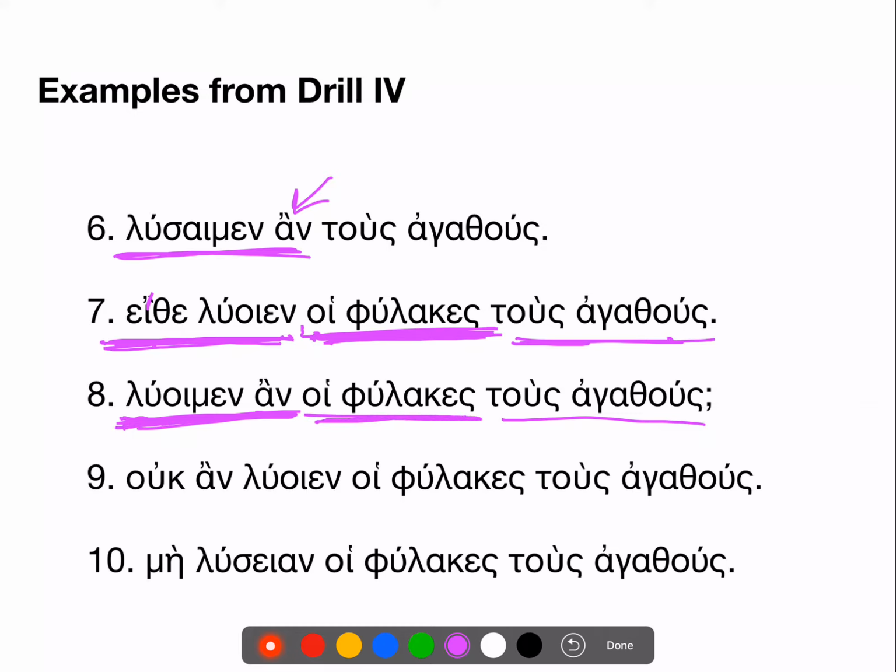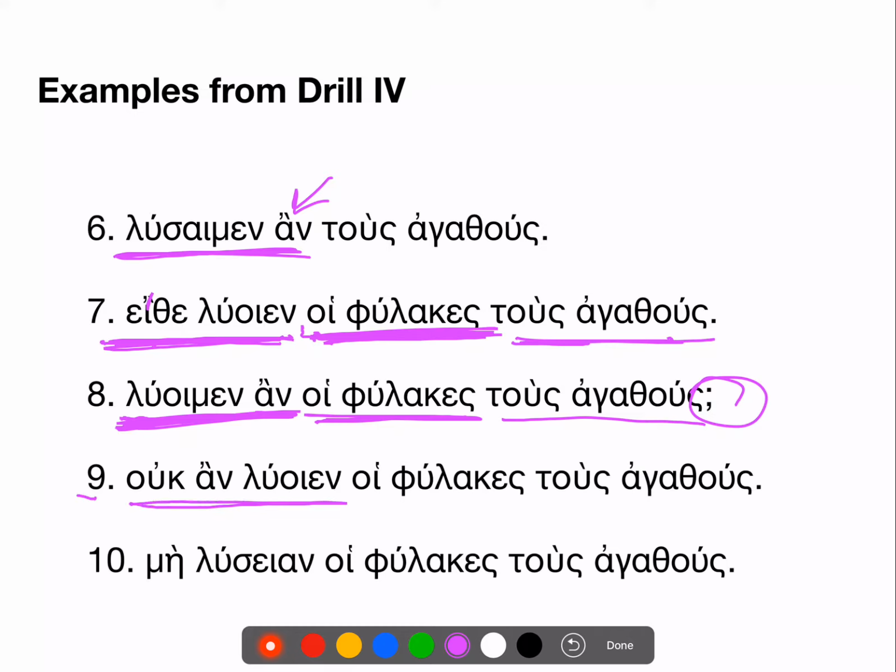And it's a present optative, so it's going to have that progressive aspect. So how about we, the guards, could be freeing the good men. Oh no, look, it's got a question mark at the end. Could we guards be freeing the good men? Might we guards be freeing the good men? Potential optative. How about number 9?